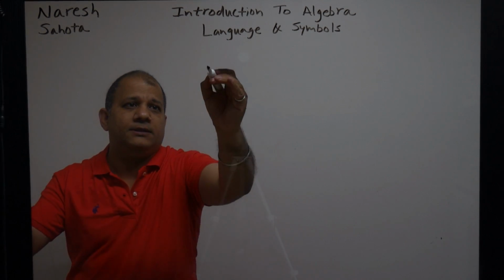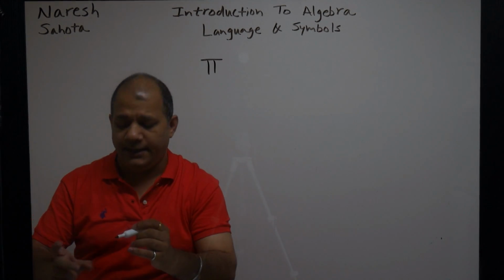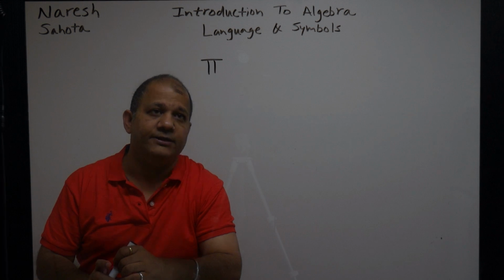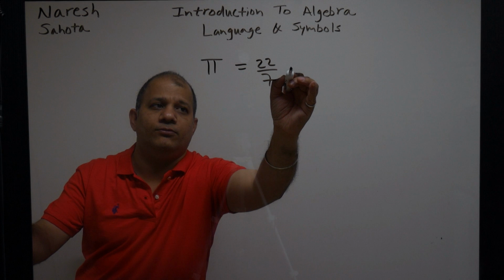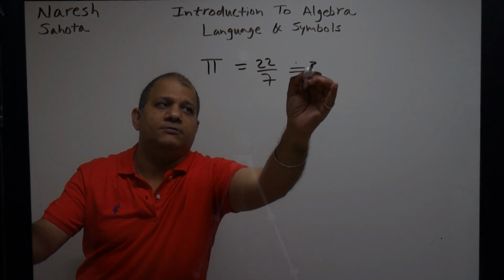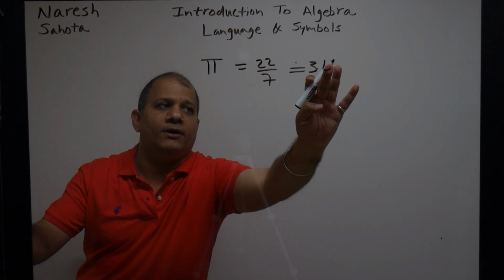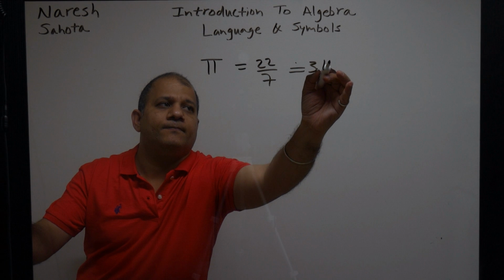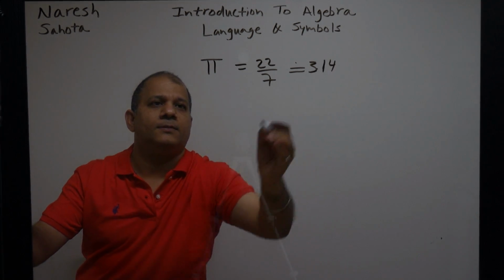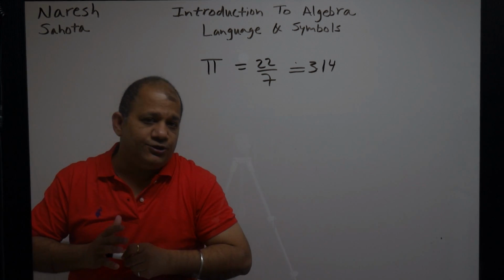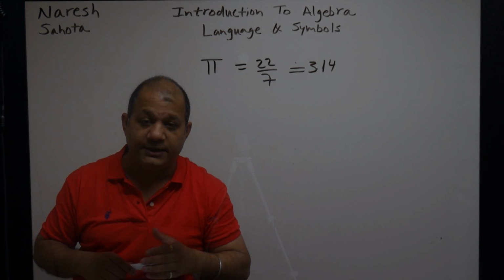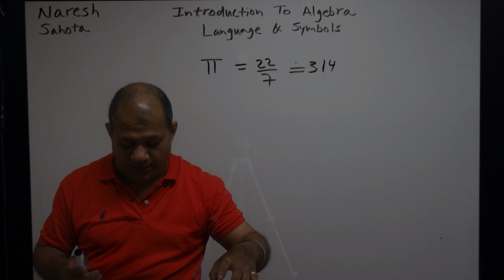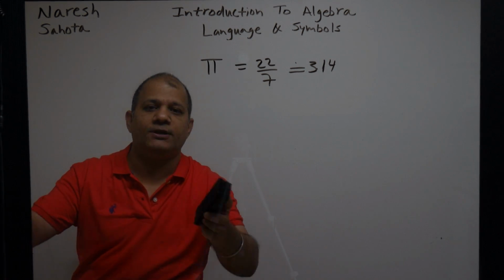So next, this is the letter pi. We already talked about the value of pi. The exact value is 22/7, and the approximate value is 3.14. Pi is used when we work with circles in trigonometry, so later on you'll see the use, but right now I just wanted to introduce it.